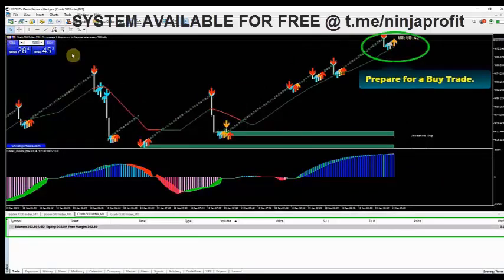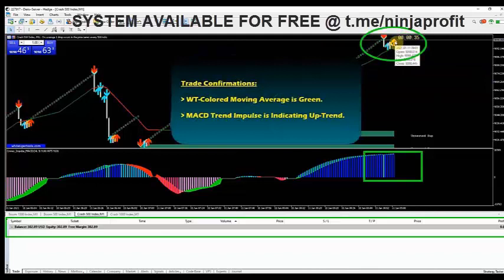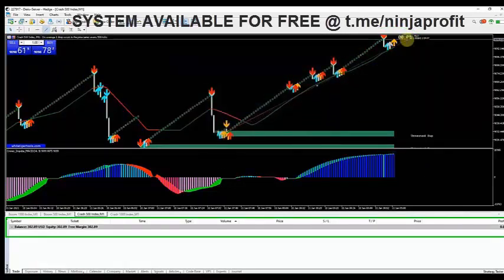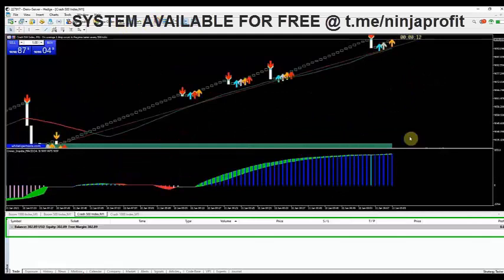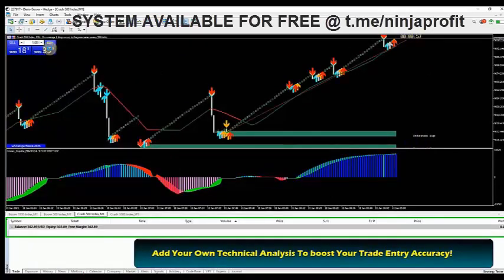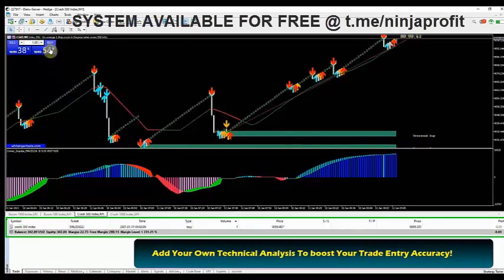The yellow arrow tells you to prepare your chart to enter a buy trade. The trend impulse is showing upward momentum, the colored moving average is showing a green color indicating an upward direction. This kind of pattern gives 95% probability that the current trade will close in the money. You can also add your own technical analysis to boost the win rate using this strategy. For example, I use the trend line to pinpoint the retracement levels.